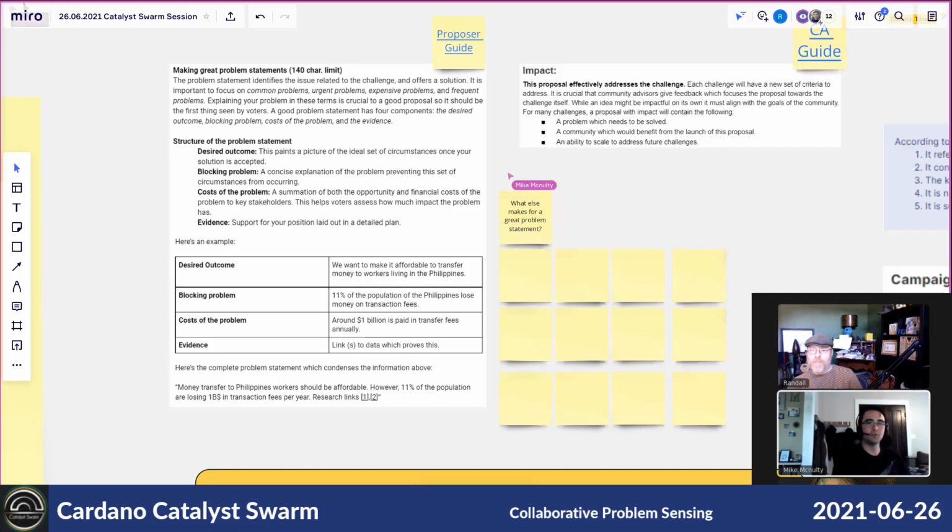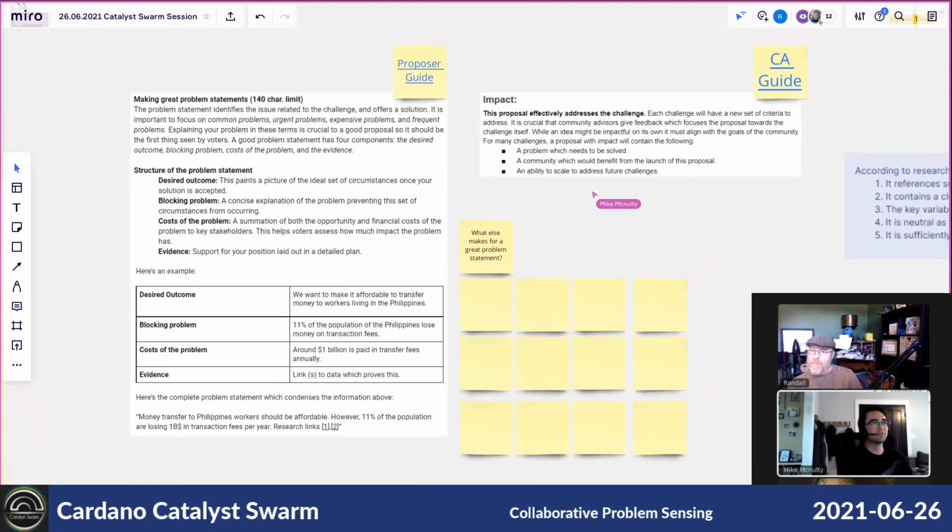And what does it amount to, either in terms of economics and financial, but also maybe there's a human, social, environmental impact. I think those are all things that should be considered when we're talking about costs. That should be defined very broadly. And then evidence, how can you say that that's actually a problem? What data is there to support that? So that's one way to think about a problem statement. That's from the proposer guide.